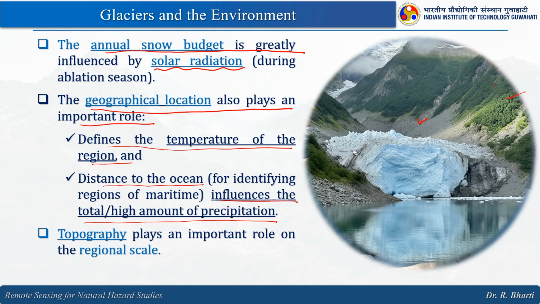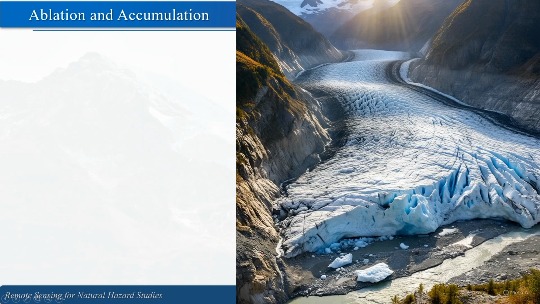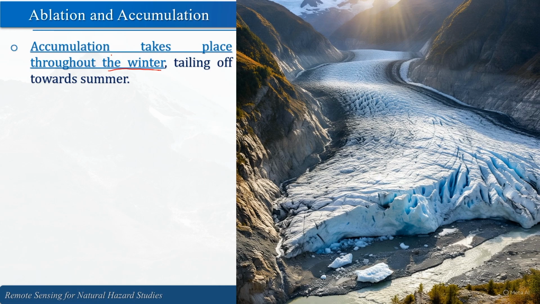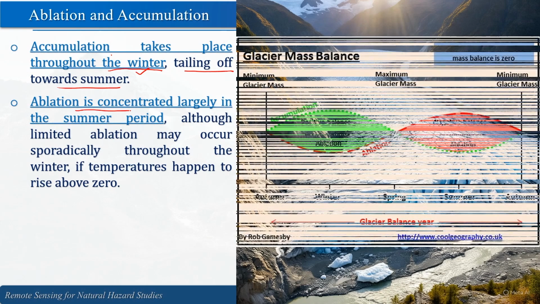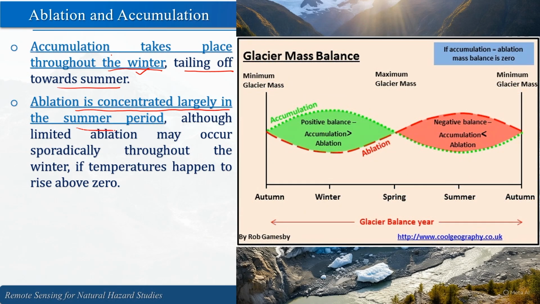Then comes the topography. You see here the main mass is somewhere here, and it is flowing through this valley, but because of the topography it remains here. So the topography has a very important role in snow accumulation. Accumulation takes place throughout the winter. As we know, solid precipitation happens only in the winter season, tailing off towards summer. Ablation is concentrated largely in the summer period, although limited ablation may occur sporadically throughout the winter if temperature happens to rise above 0.